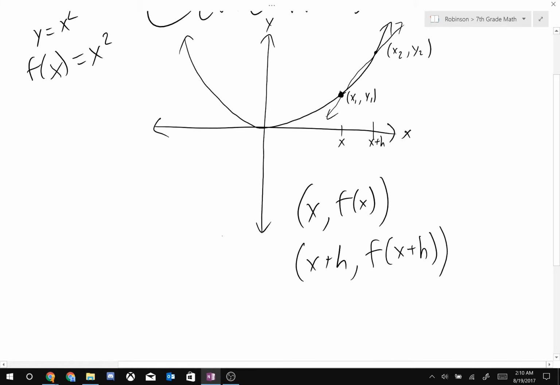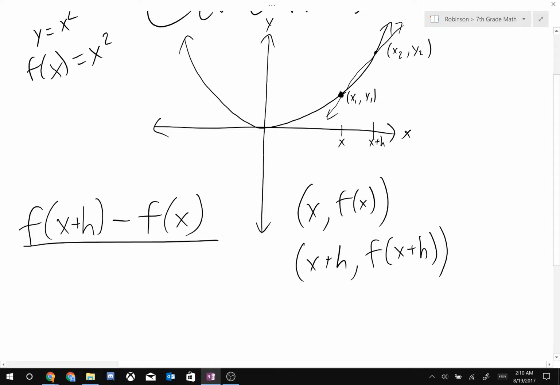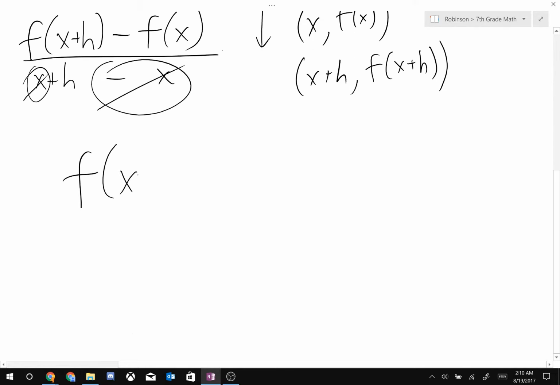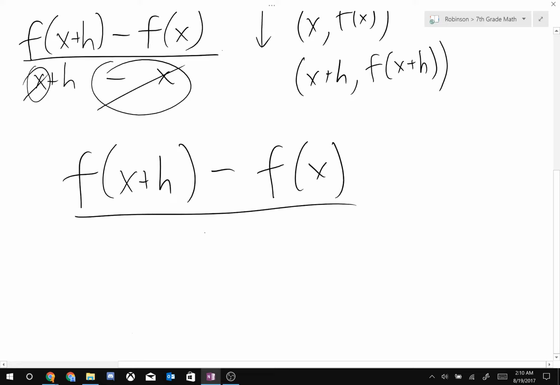Well, on the top, this was the second point, so I'm going to start with those. We're going to have f of x plus h minus f of x. Okay? On the bottom, we're going to have x plus h minus x. But look what happens. We have an x and a minus x, so those can cancel out. What that leaves us with is f of x plus h minus f of x over h.